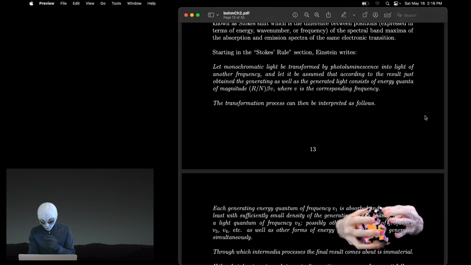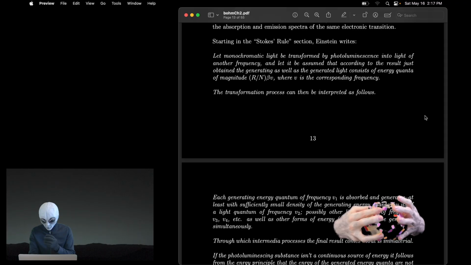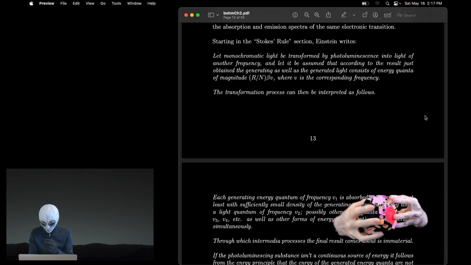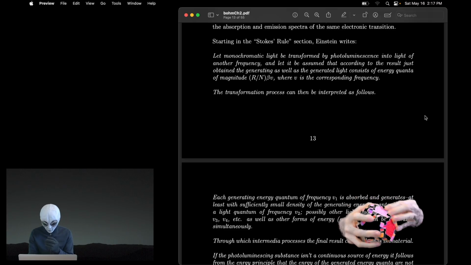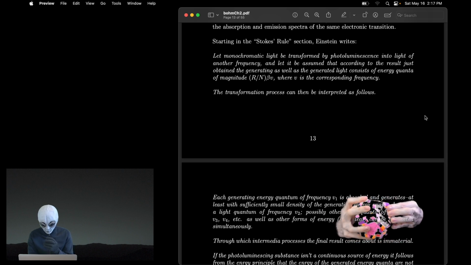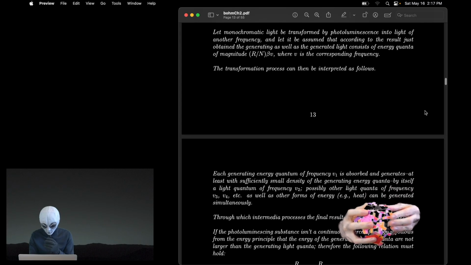Starting in the Stokes' Rule section, Einstein writes, "Let monochromatic light be transformed by photoluminescence into light of another frequency, and let it be assumed that according to the result just obtained, the generating as well as the generated light consists of energy quanta of magnitude (R/N)βν, where ν is the corresponding frequency. The transformation process can then be interpreted as follows.